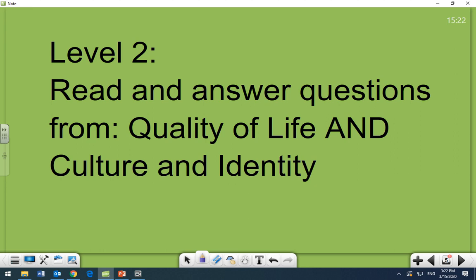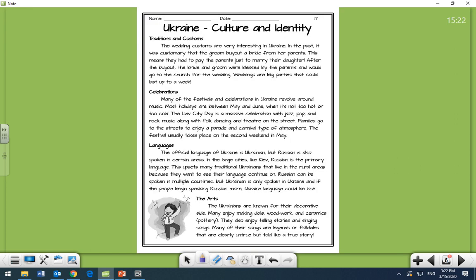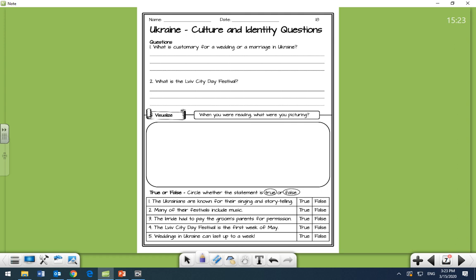For Culture and Identity, you are looking at this page, and we're talking about the traditions and customs, the celebrations, the language they speak, and the arts. Those are the things that they enjoy doing, and the artsy things, like things that you would do in art, and maybe story writing. Again, you're going to read through this page, and then answer the questions on the next page. It's the exact same thing, just a little bit different strategies. There are 2 questions based on the readings. Those answers should be in there.